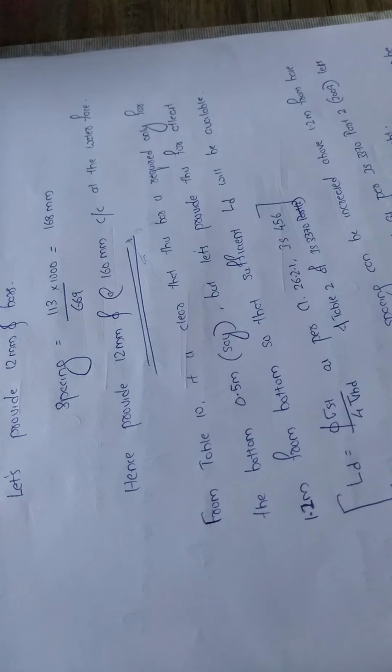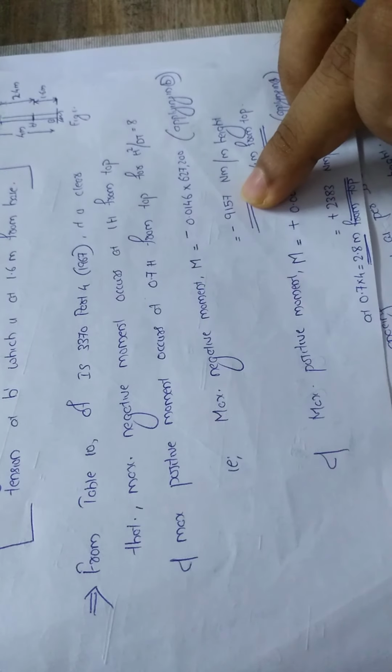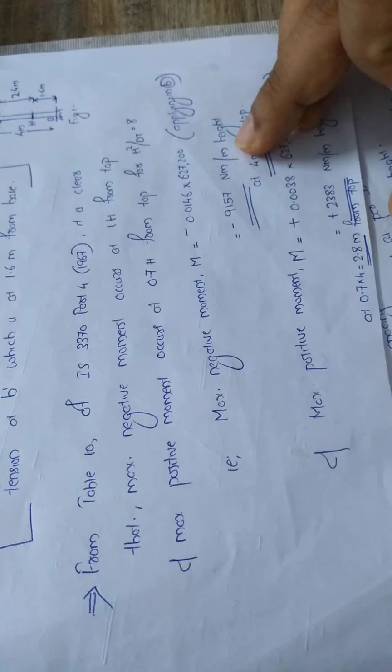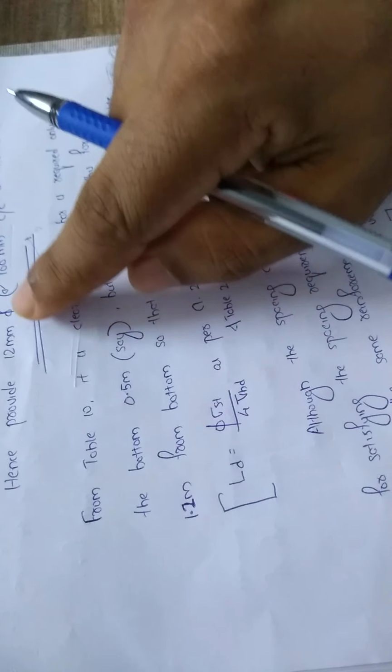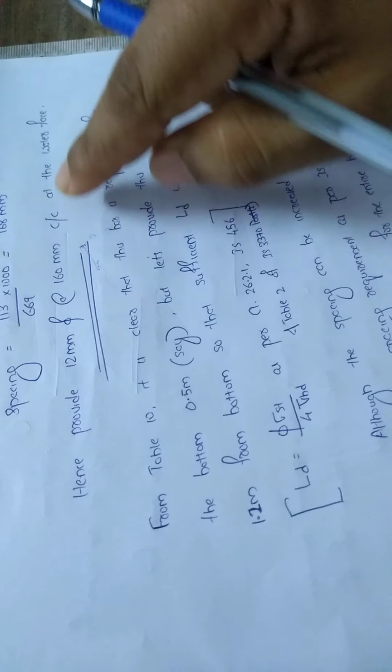In step 2 we have seen the maximum negative moment is occurring at the base of the tank. This is the maximum negative moment, minus 9157 Newton meter per height. So for that we have designed 12 mm dia bars at 160 mm center to center at the water face. As it is negative, it is coming inside.